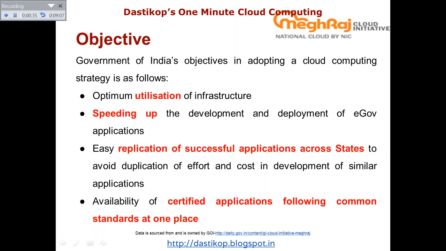Now, first thing that we have to do is remove all the redundancies in this and optimize that. And second is speeding up the development and deployment of e-government applications. So once we have decided that we should serve our citizens through e-services or digital services, we have to speed up. That means you have to develop a lot many applications. Easy replication of successful applications across the states.